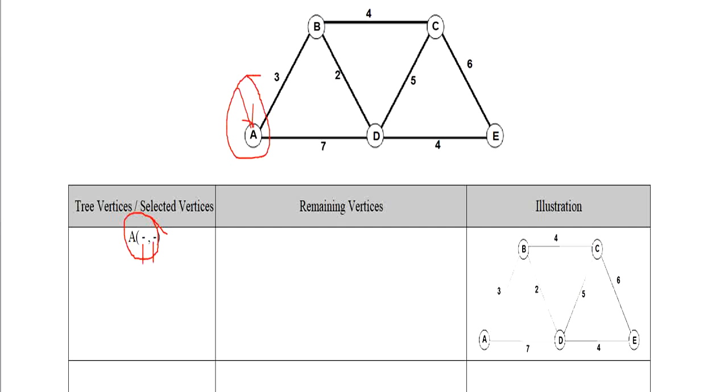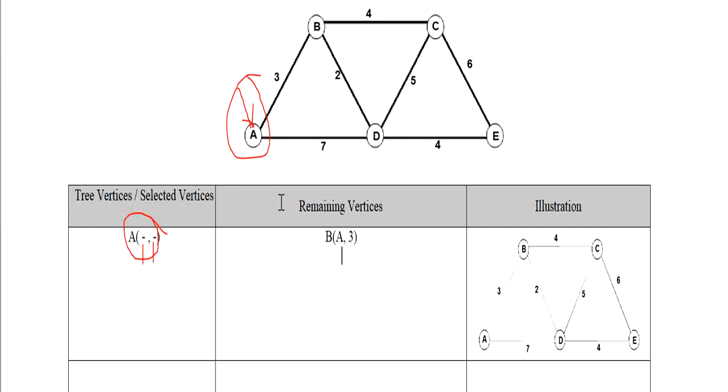After making the selection of the starting vertex, we have to identify the remaining vertices. What are the remaining vertices after identifying the starting vertex A? Vertex B, vertex C, vertex D and vertex E. I'll represent vertex B first. Can I visit vertex B from A? Is B adjacent to A? Yes, it is adjacent to A. So I can represent this as A comma 3, because A is visited, B is found, and B is found with the weight 3.